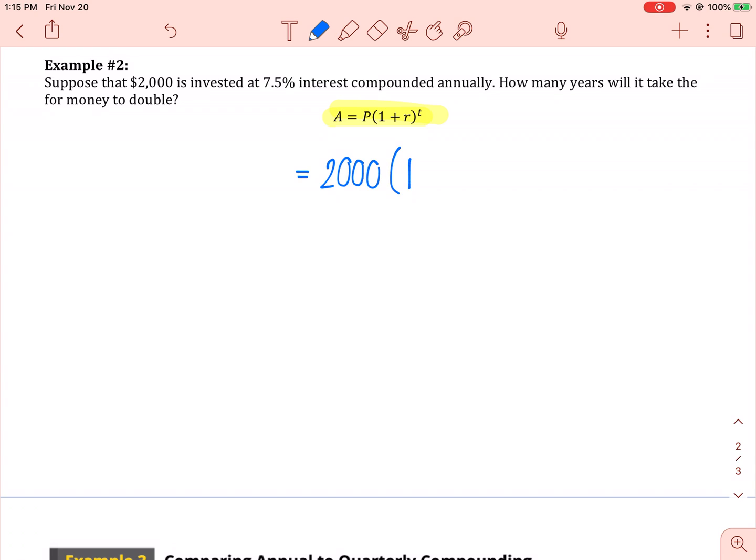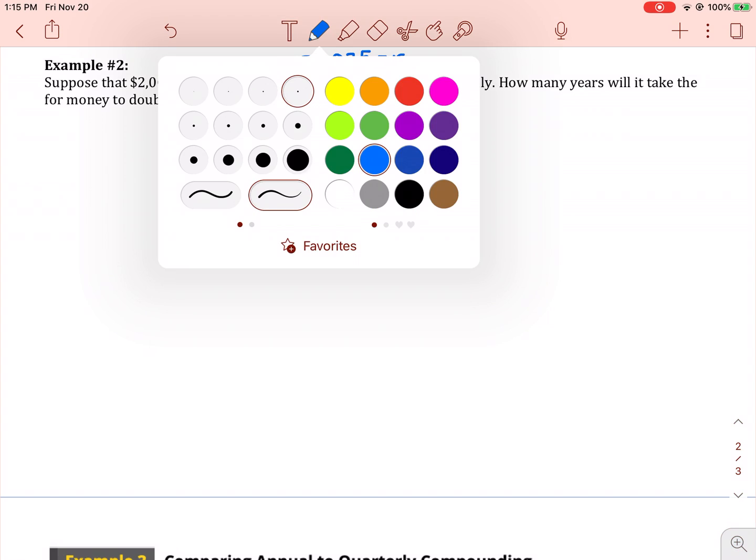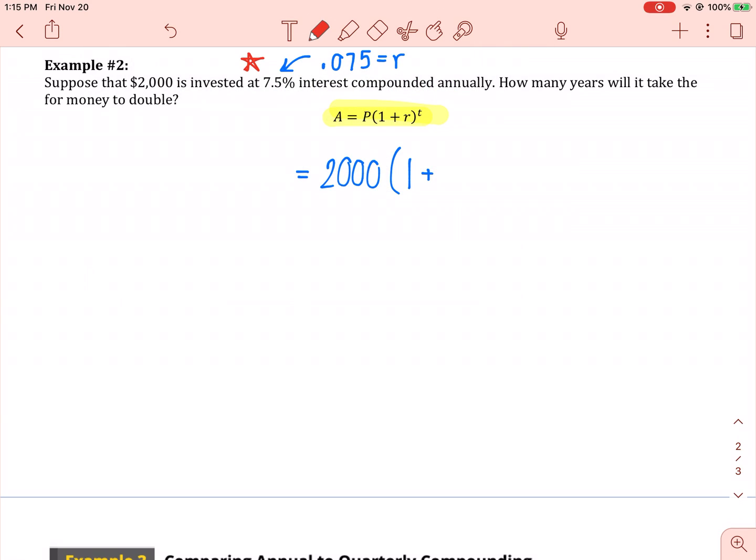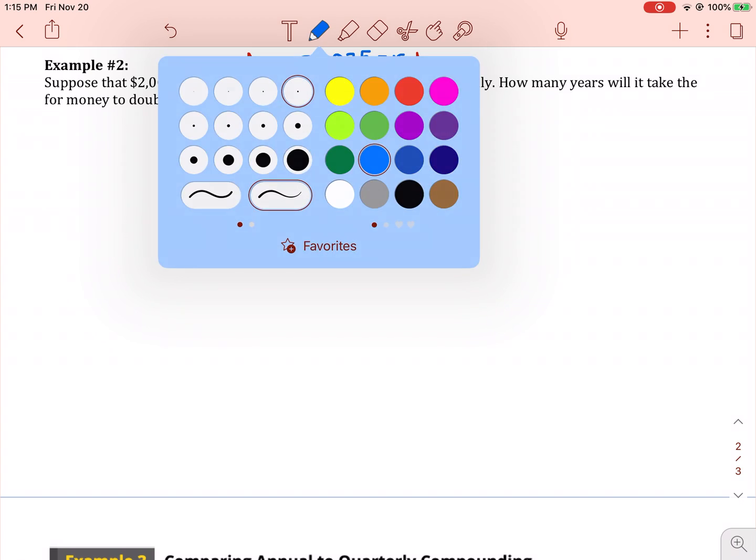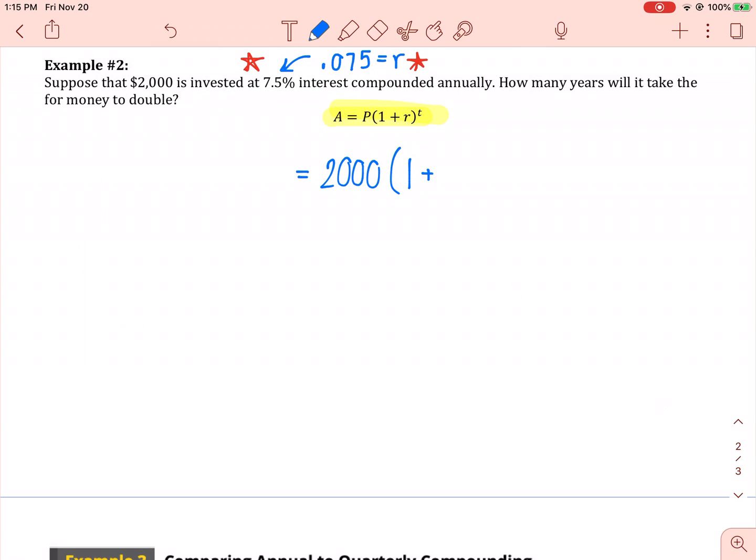I know my rate is 7.5%, but whenever you put a rate, it needs to be in a decimal. So move that decimal place over 2. This is the R value. Okay, do not put 7.5. Don't put the percent. It has to be the decimal. Maybe write a huge star or something. Otherwise, your numbers are going to be very, very off. So you're going to add 0.075.